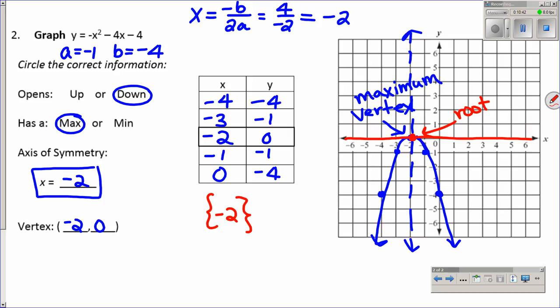Okay, if you flip over, or actually right next to this, or on the back, you're going to see questions 3 and 4 for you to try on your own. So go ahead and practice those, and we will go over these on Monday.